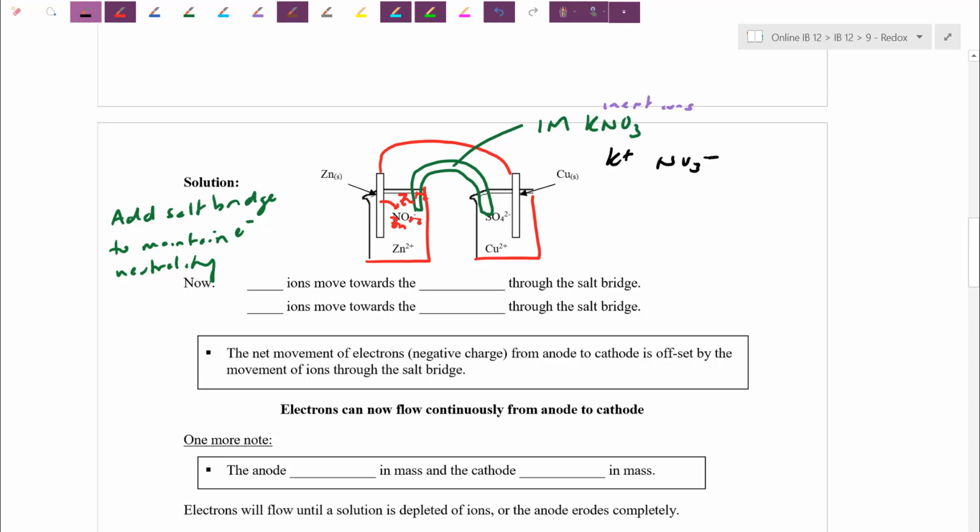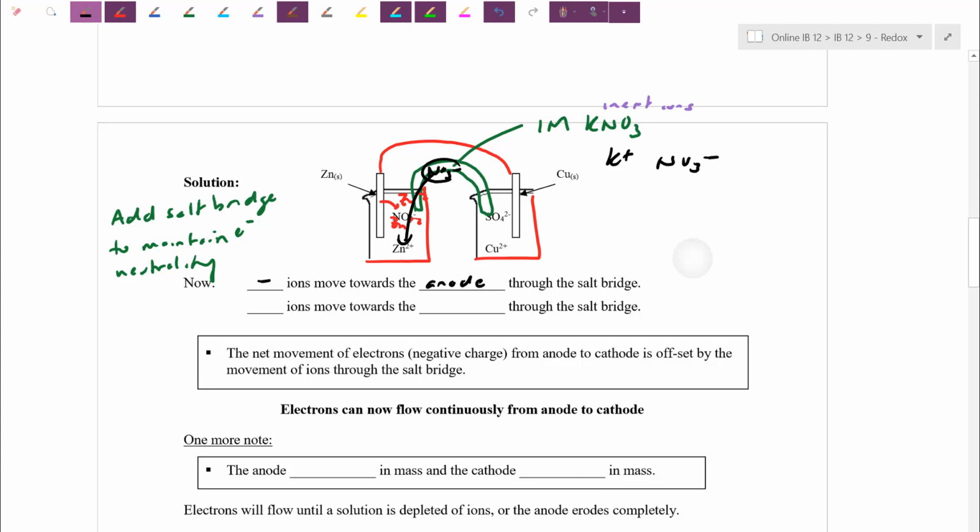Because this solution here is at risk of becoming overly positive, the nitrate ions in this U tube are actually going to jump down to that side. We're going to have a generalization here. We have the negative ions, or anions, actually move towards the anode.